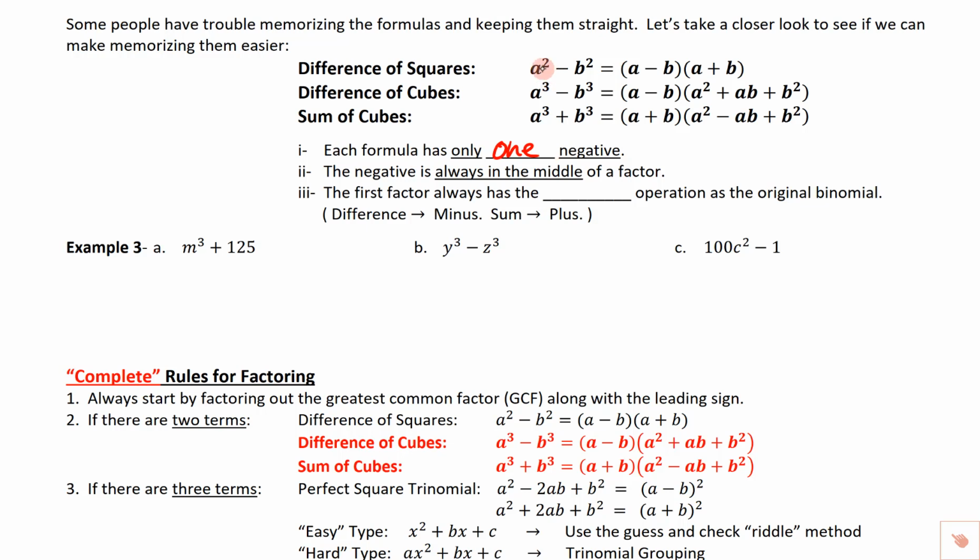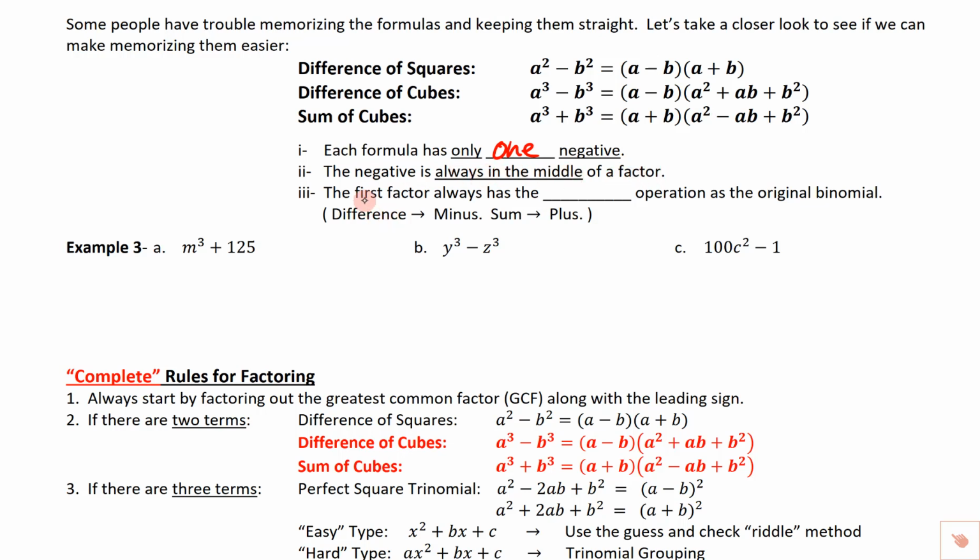So this one here is a difference of squares. We've got a negative in the middle of the first one. And this is a difference of cubes, negative in the middle of the first one. And then this is a sum of cubes, and you'll notice that there's a negative in the middle of the second one. So one here, and one there, only one negative. And like I was just saying, the negative is always in the middle of the factor.